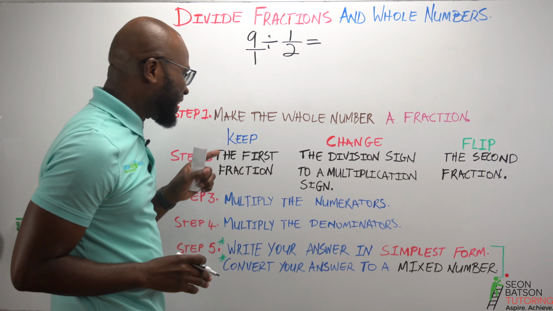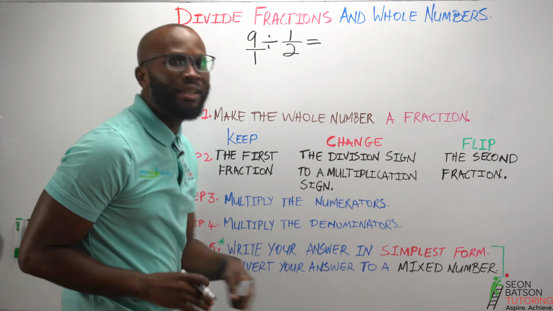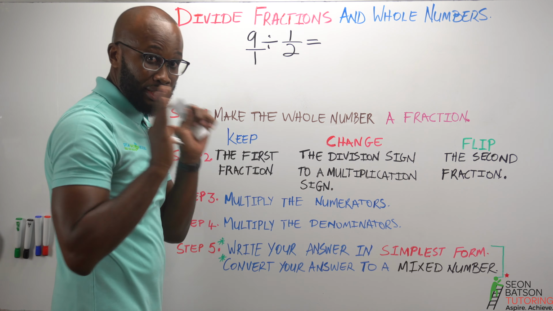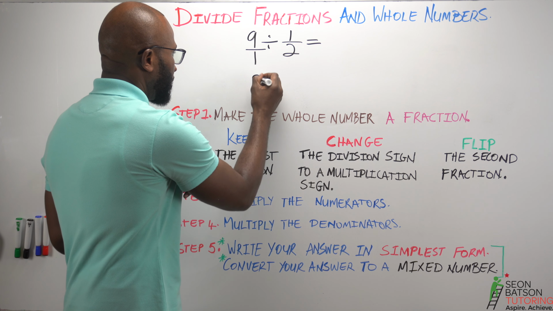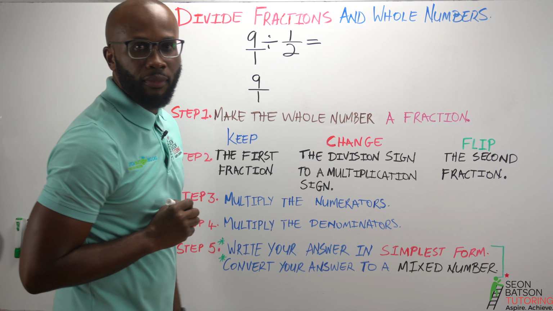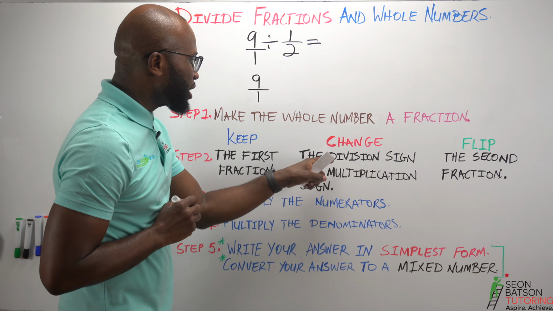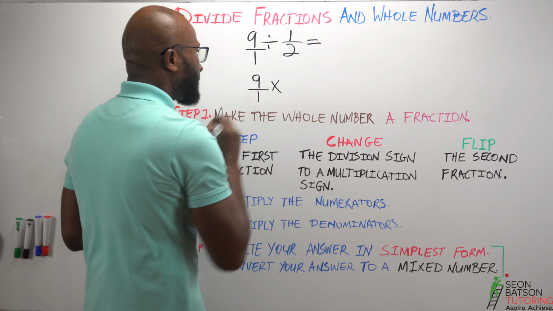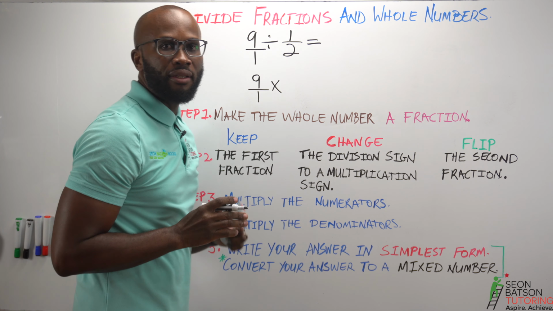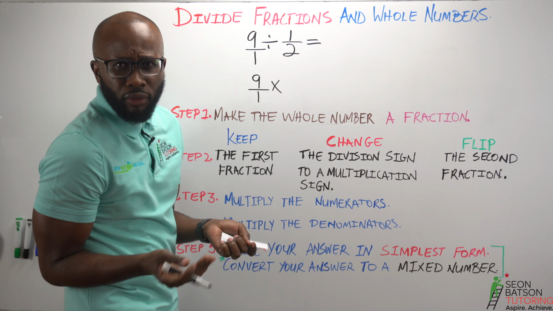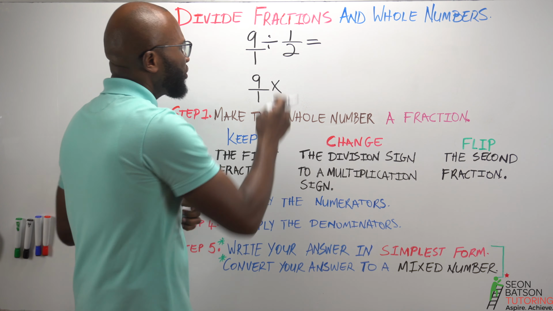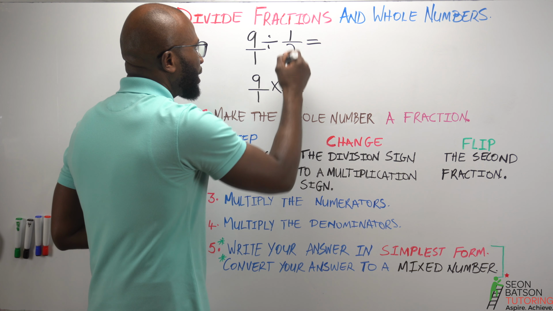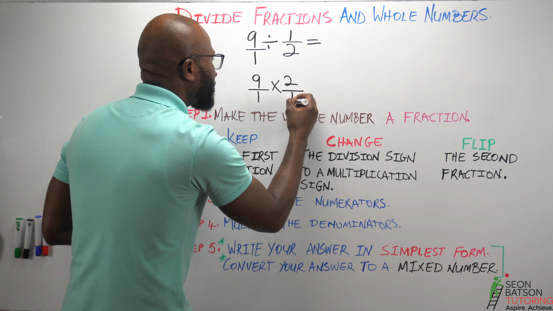Step 2, we will keep, change, and flip. We will keep our first fraction. Our first fraction stays the same. So we're going to put back 9/1. Then we will change our division sign to a multiplication sign. Then we will flip the second fraction, or find the reciprocal of the second fraction. If we flip 1/2, this 2 at the bottom will now go to the top, and the 1 at the top will now come down to the bottom.